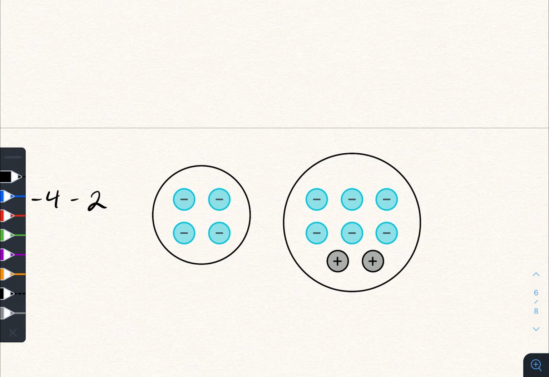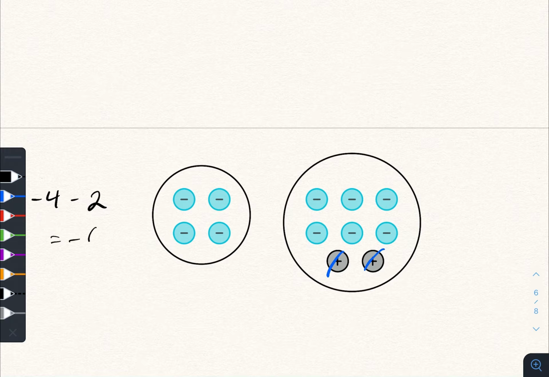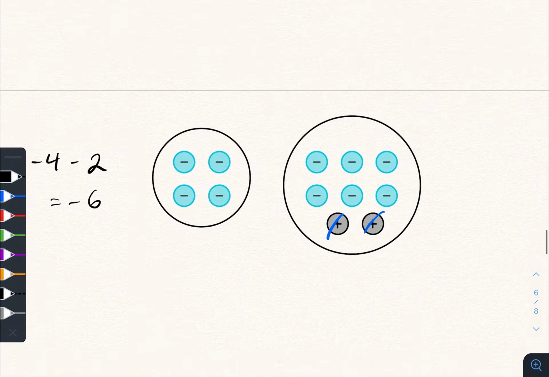And so effectively, after we've taken away the 2 positive chips, we have effectively added 2 of the negative chips. So we've added the opposite of +2, which is leaving us with -6. All right.